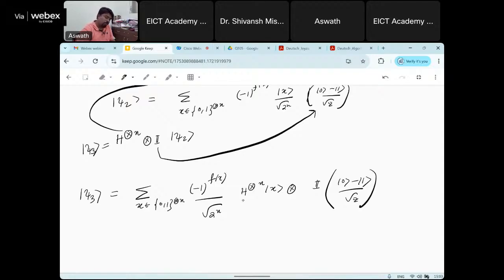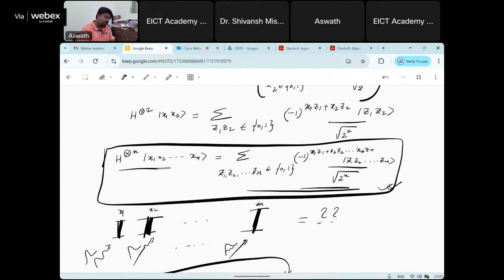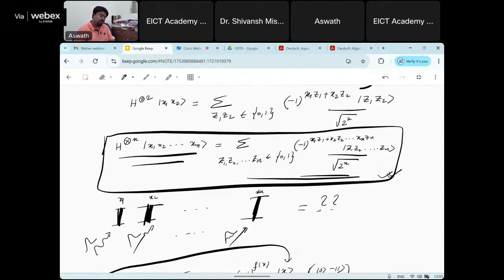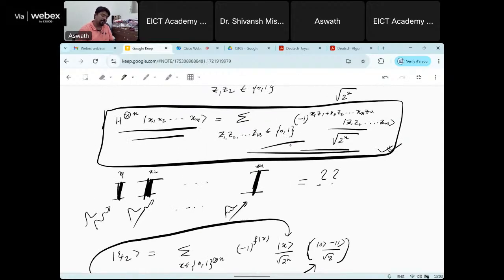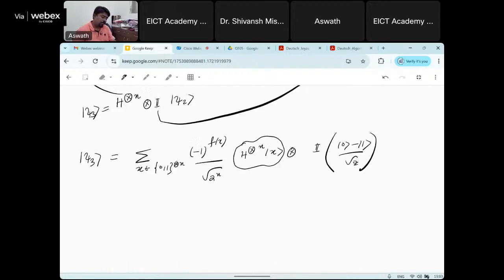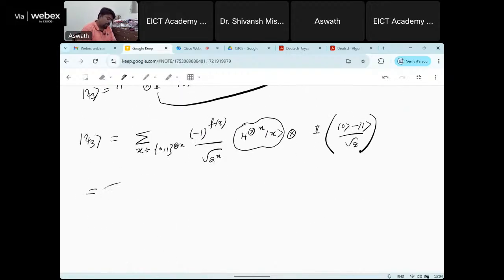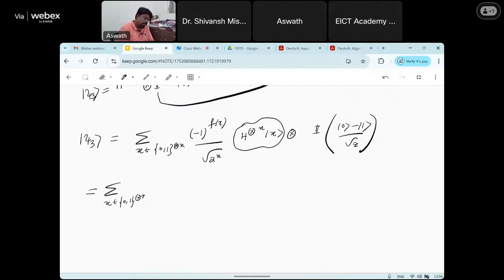Now we know what is the effect of this one. What is the effect of H acting on the x state? So that looks like this. Okay. Now let me write that down: the summation over x belongs to {0,1}^n of (-1)^f(x) divided by 2^n.